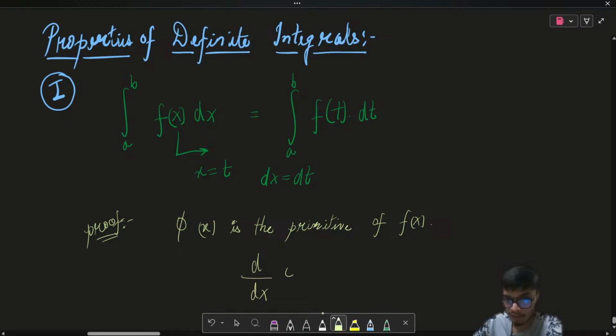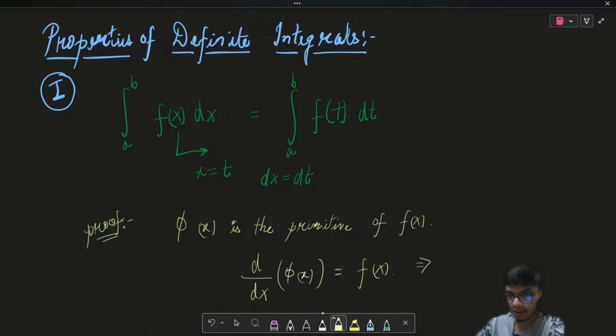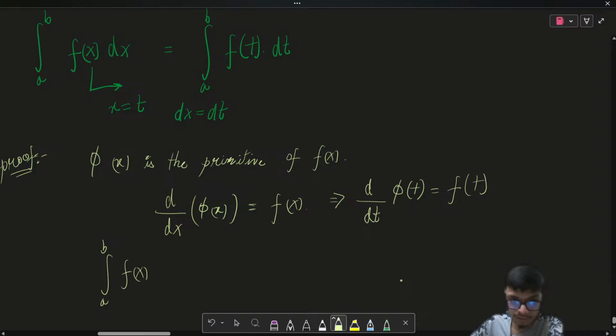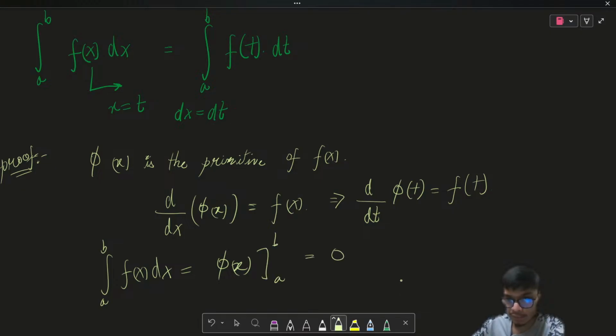Therefore, the derivative of phi of x will be equal to f of x, right? From here I can also change the variable and write that d by dt of phi of t is also equal to f of t, right? So you're just changing only the variable over here. Therefore, the integration from a to b of f of x dx is equal to phi of x for the limit a to b, which is phi of b minus phi of a, right?